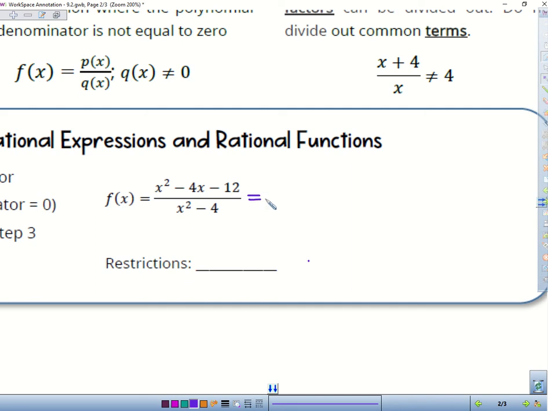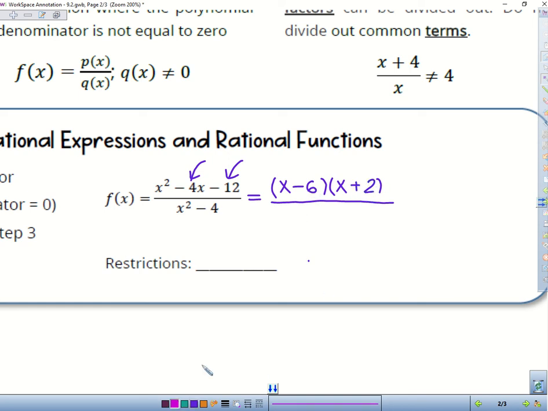You're going to factor them separately, okay? I see that my numerator is a trinomial, so I'm going to see if I can factor it into two binomials. So we're looking for factors of negative 12 that add up to negative 4. Any ideas? Negative 6 and 2. Very good. Negative 6 and positive 2.